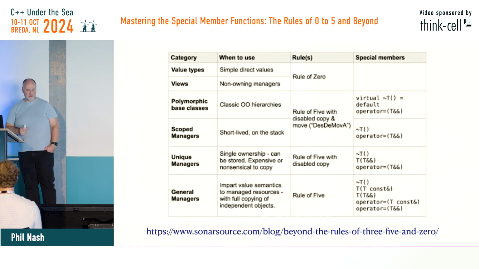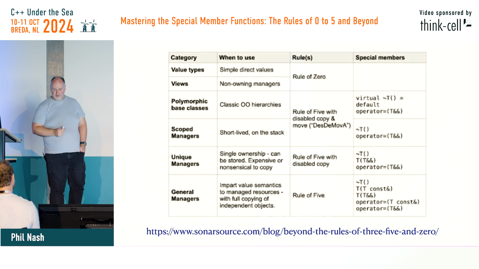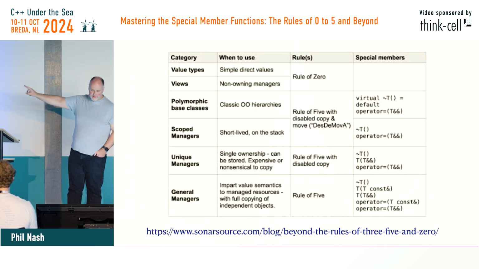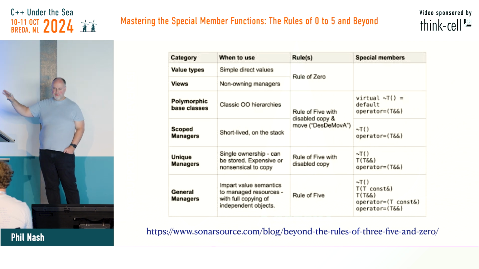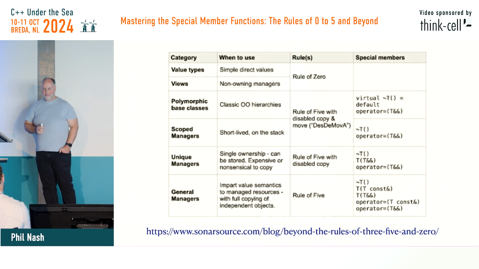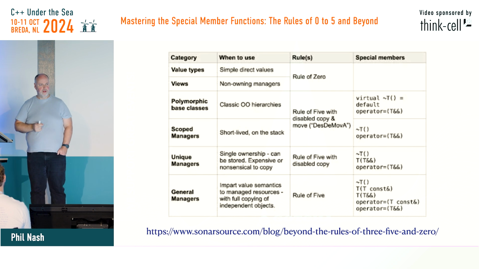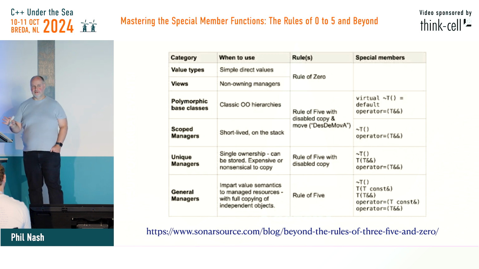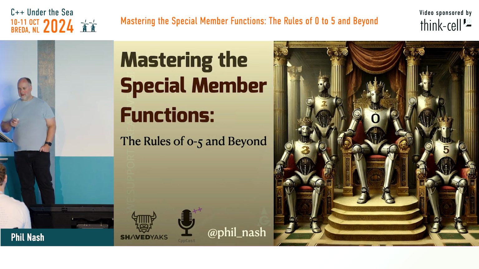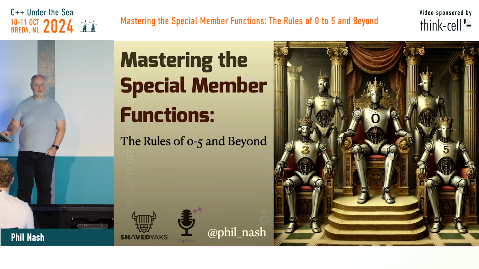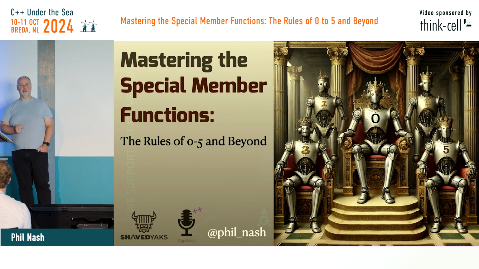So, coming back to this chart, you can see Desdemona in there. You can use that for the scoped managers, polymorphic base classes, to some extent even unique managers. This can cut down a bit on all of those operations you've got to write out. So the best shortcut is to follow the rule of 0. Second best is to follow the rule of Desdemona. And that has been mastering special member functions, rules of 0 to 5 and beyond. Thank you.